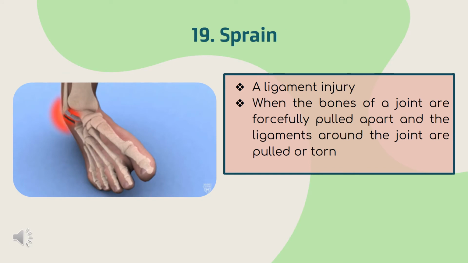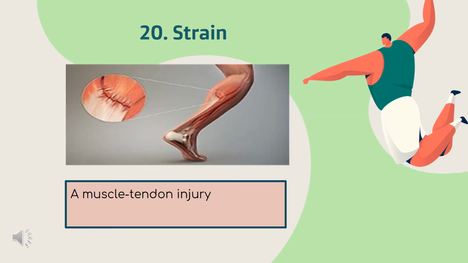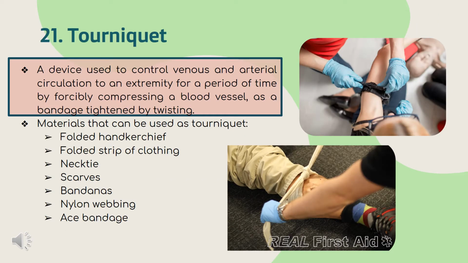Sprain. This is a ligament injury. This happens when the bones of a joint are forcefully pulled apart and the ligaments around the joint are pulled or torn. On the other hand, strain is a muscle tendon injury. Both the sprain and the strain are very painful injuries.